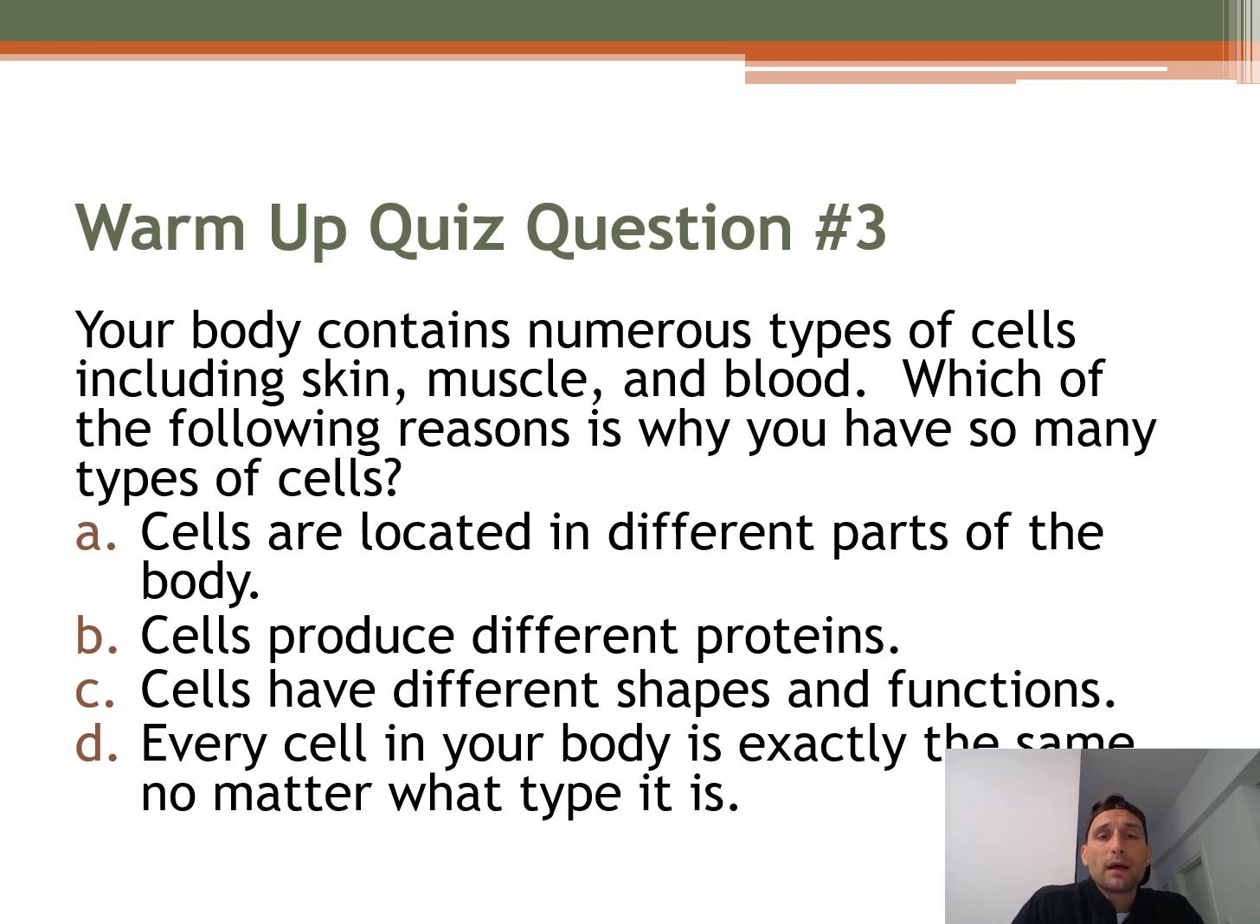For number 3, your body contains numerous types of cells, including skin, muscle, and blood. Which of the following reasons is why you have so many types of cells? Is it A, cells are located in different parts of the body? B, cells produce different proteins? C, cells have different shapes and therefore different functions? Or D, every cell in your body is exactly the same, no matter which type it is?